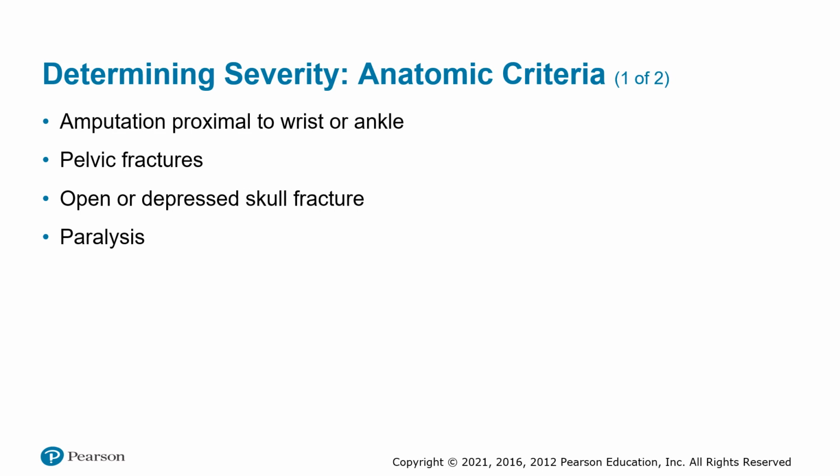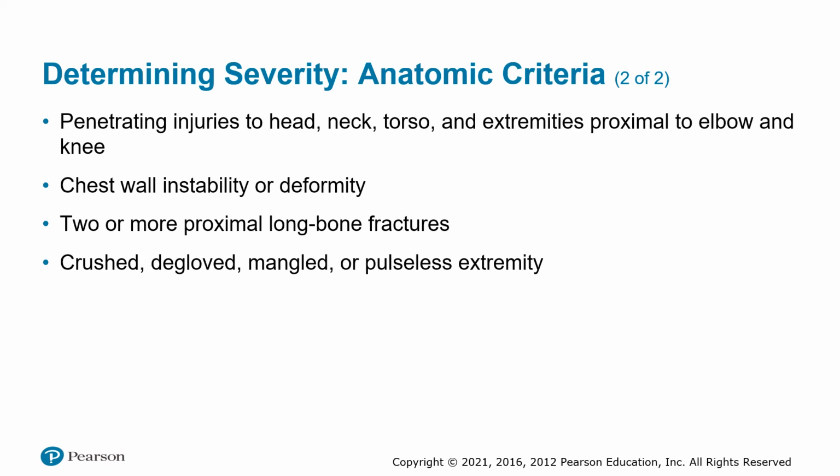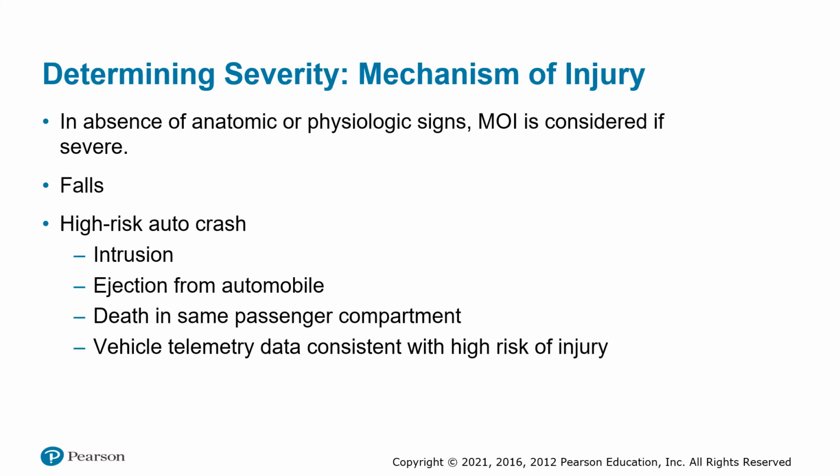Anatomic criteria would be amputation proximal to the wrist or ankle, pelvic fractures, open or depressed skull fractures, paralysis, any kind of penetrating injury to the head, neck, torso, or extremities proximal to the elbow and knee, chest wall instability or deformity, 2 or more proximal long bone fractures, crushed, degloved, mangled, or pulseless extremities. So all of this is the anatomic criteria.